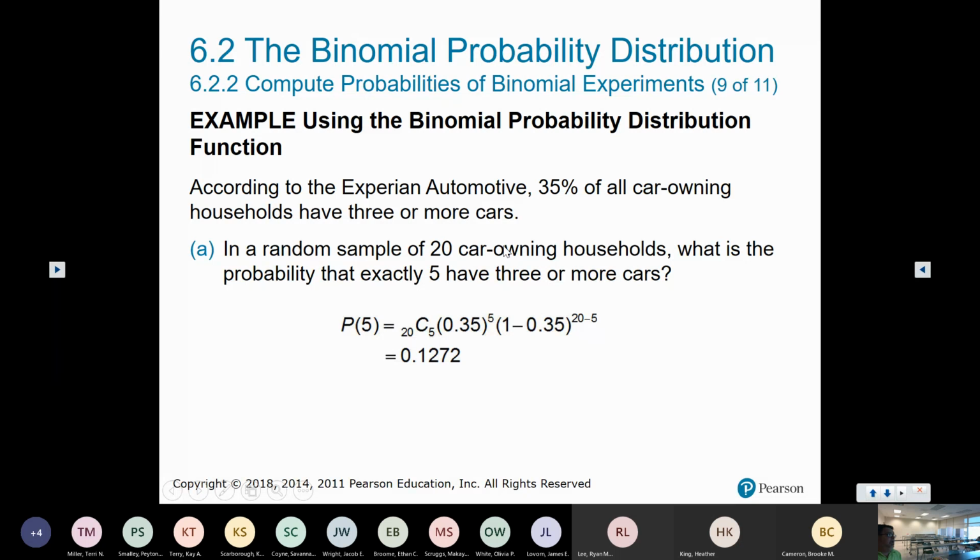Okay. And in a random sample of 20 car-owning households, what is the probability that exactly, okay, I want you to highlight exactly and put an equal sign under it. When you see the word exactly, that means precise. That means exactly. That means equal to. 5 have 3 cars.